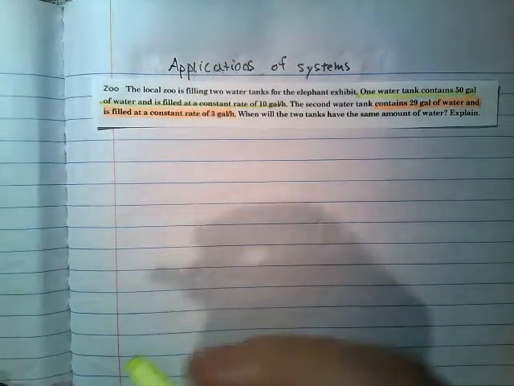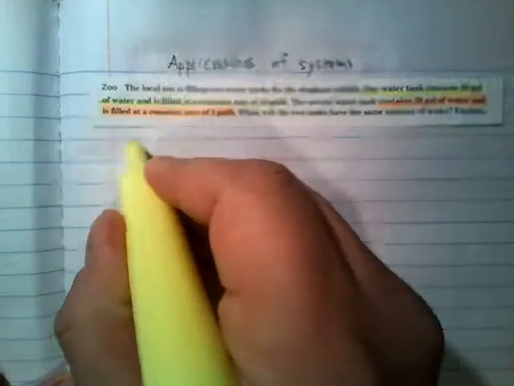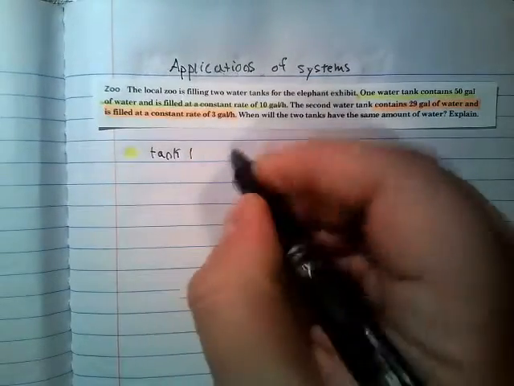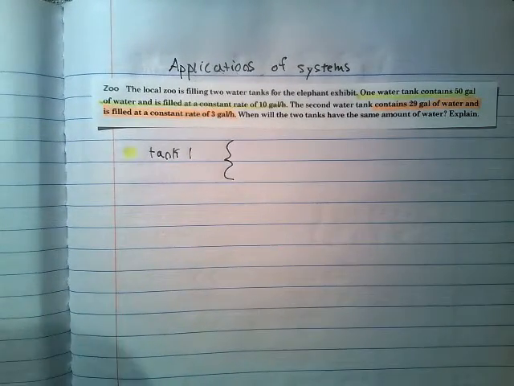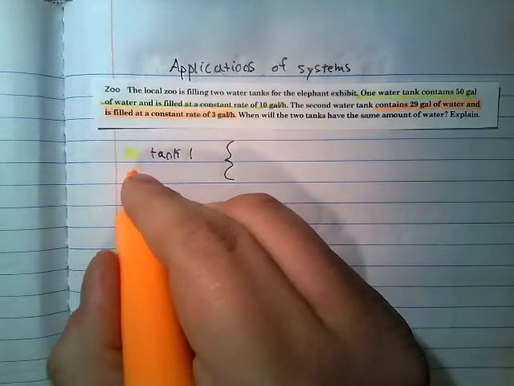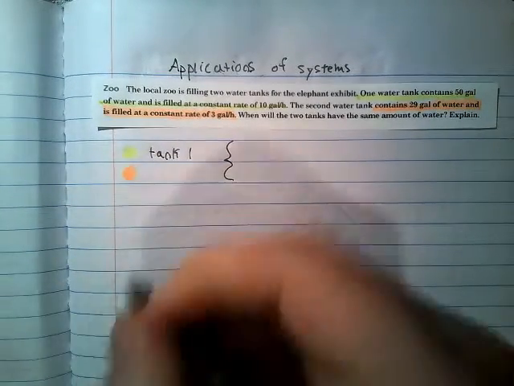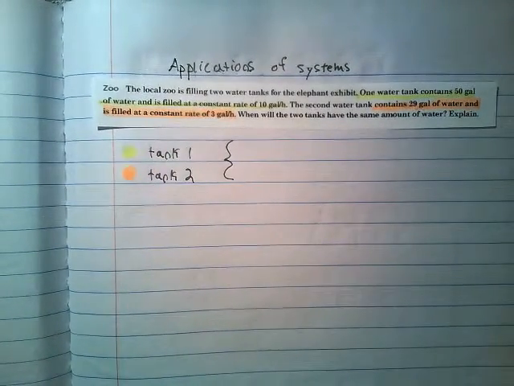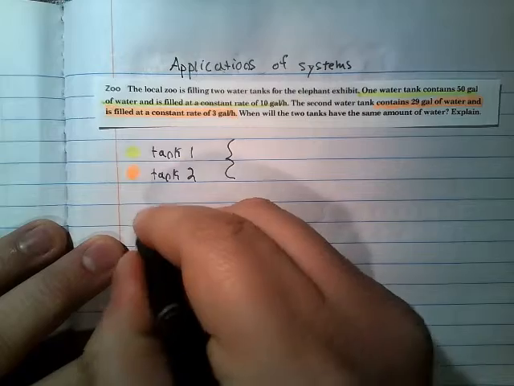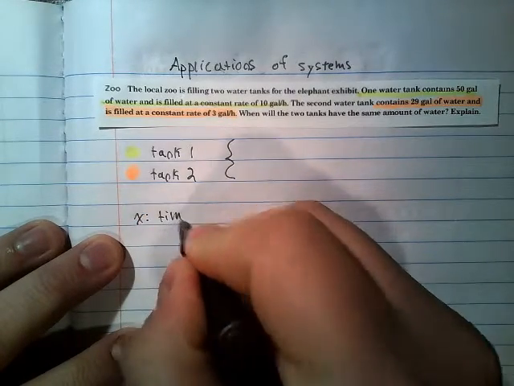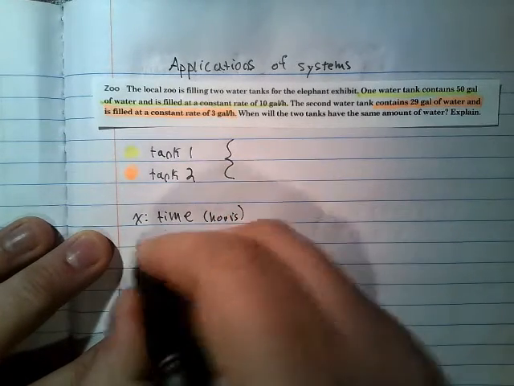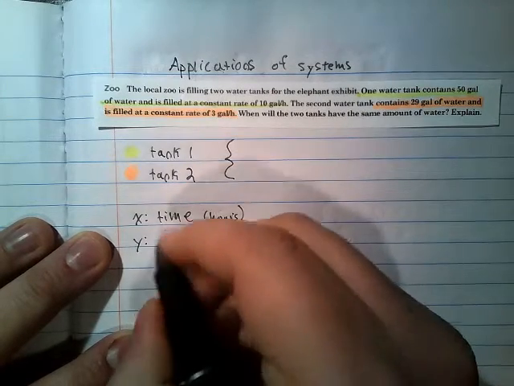Okay, so I've taped it in, and now I've got tank 1. This is my first equation, and tank 2 as my second equation. And I do want to label some variables. So let's let x be time. And it looks like they're talking about hours, so we'll say hours. And y can be the number of gallons.